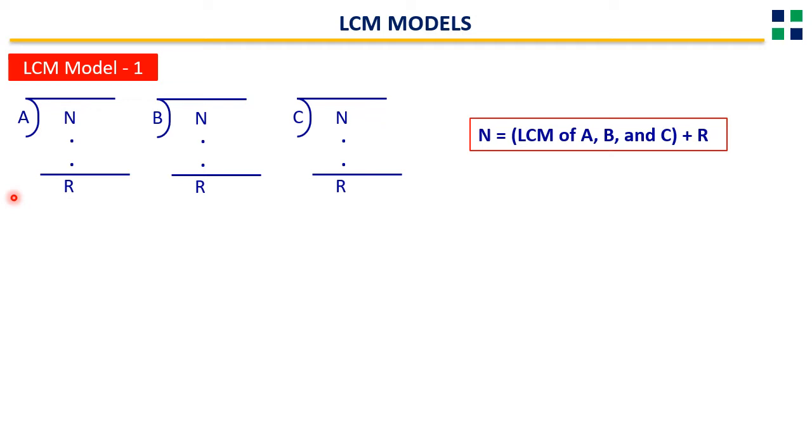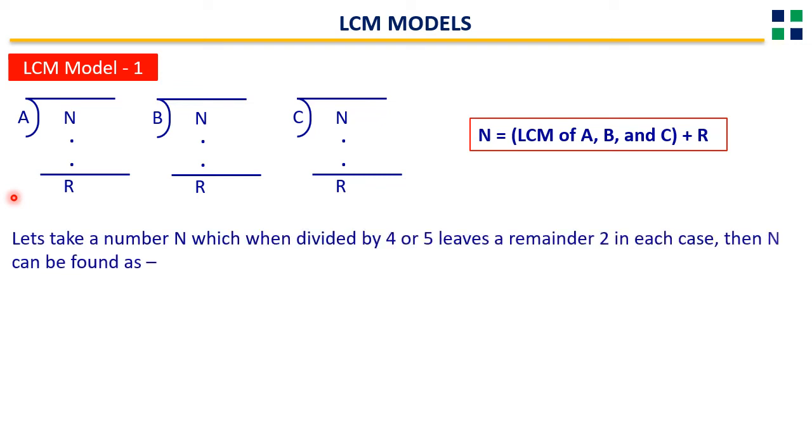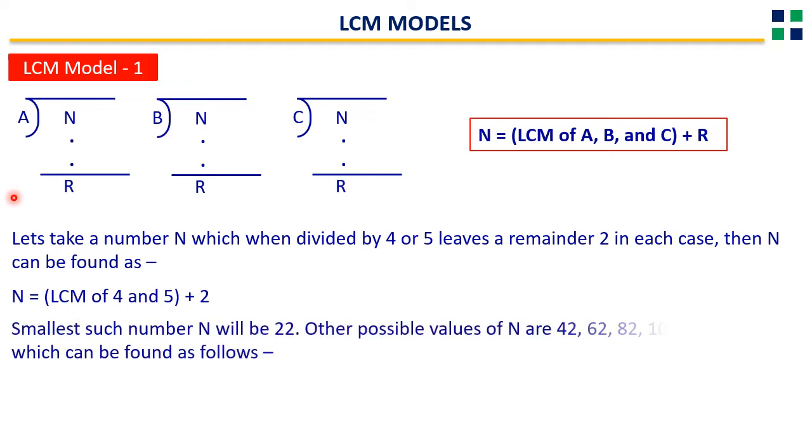Let us understand this with a simple example. Let us take a number n which, when divided by 4 or 5, leaves a remainder of 2 in each case. Then n can be found out as the LCM of 4 and 5 plus 2, which is equal to 22. The smallest such number is 22. So 22, whether you divide by 4 or by 5, you will get remainder 2.